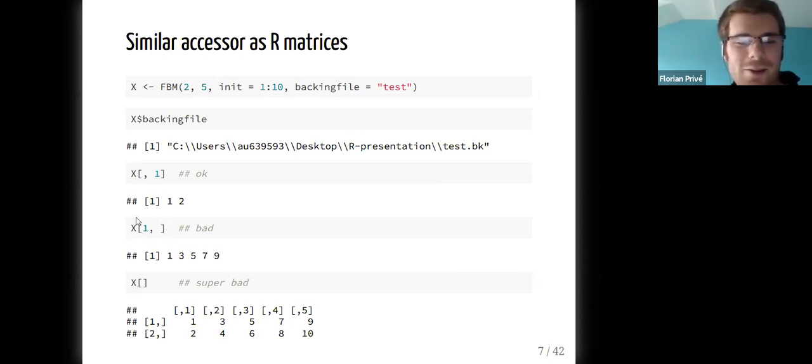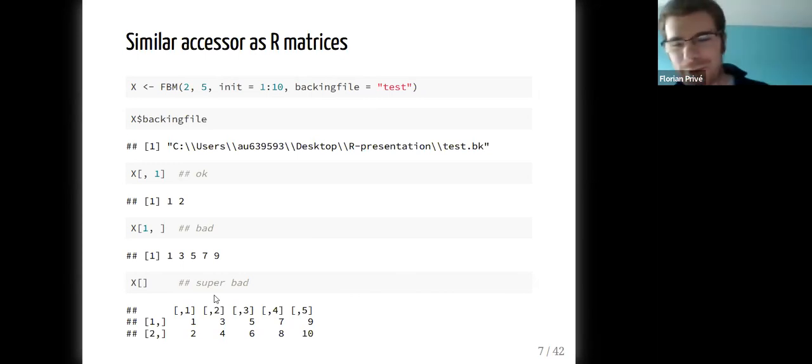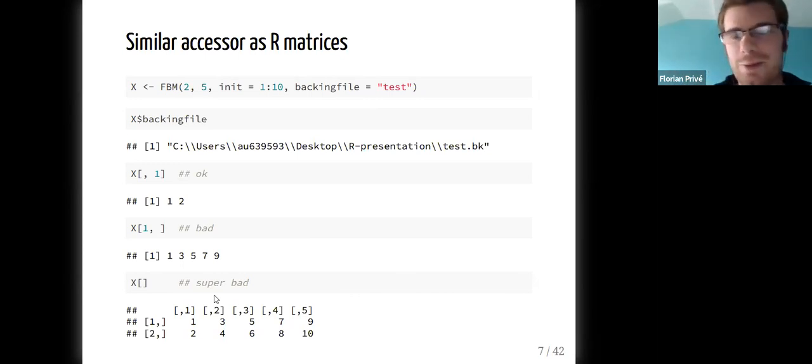So try not to access a subset of rows, try to access a subset of columns, to work with blocks of columns instead of with blocks of rows. You could access the whole data as a standard R matrix using the two square brackets without anything inside. But yeah, don't do that, because you're supposed to have very large data, so it's not supposed to fit in memory.